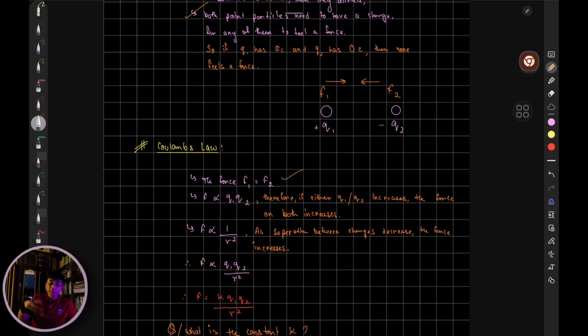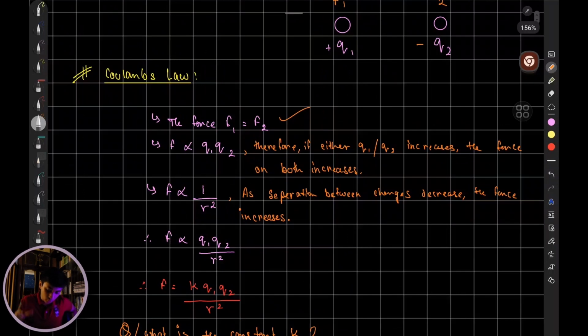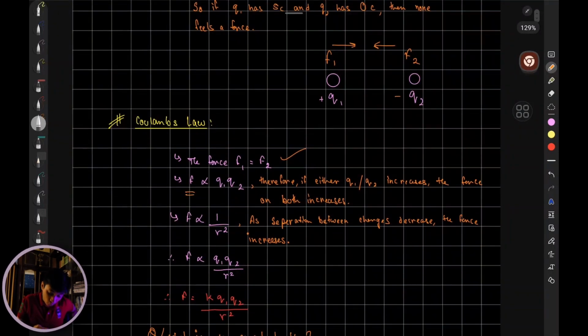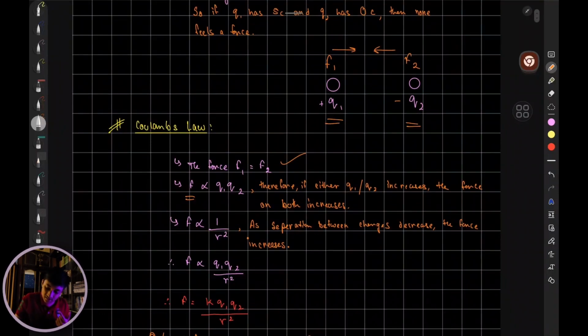Now, the second part of Coulomb's law is that the force is proportional to the product of both the charges. So what is Coulomb's law telling you? The force is proportional to the product of this charge and this charge. So if you multiply Q1 and Q2, it is always going to be proportional to the force.